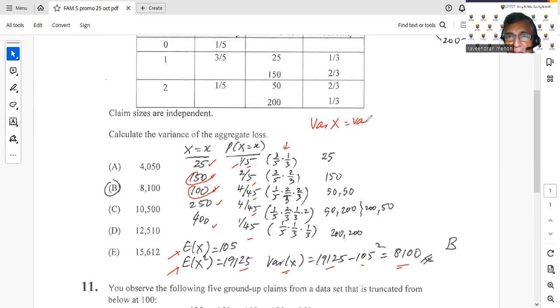You can write it like this: the variance of the conditional expectation plus the expected value of the conditional variance. This is how I started my solution. I've written it on the other sheet of paper, using a different approach. Variance of X equals the variance of the conditional expectation, the expected value of X given N, plus the expected value of the conditional variance. You can also do this and work out the solution, and you'll also get 8100.